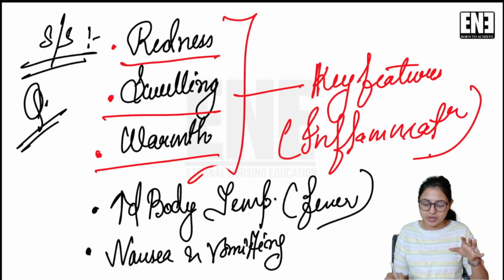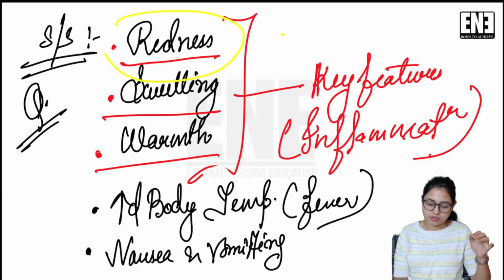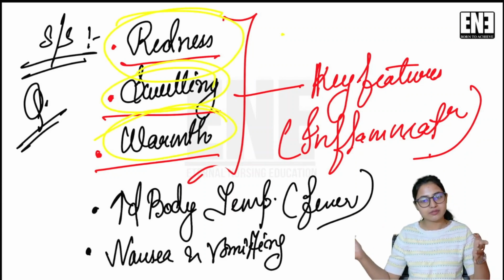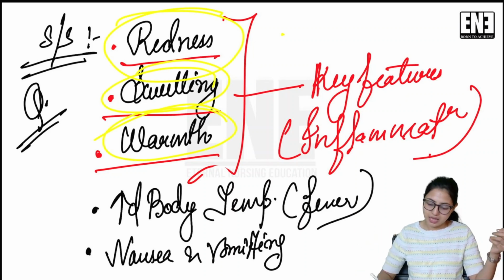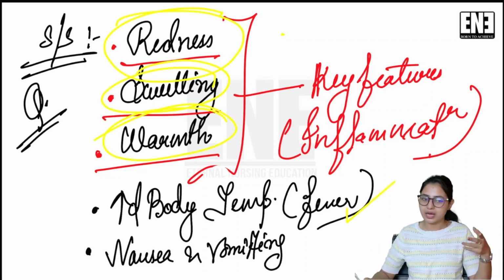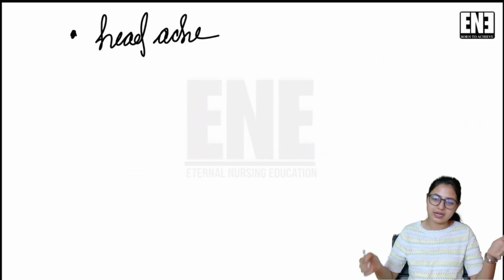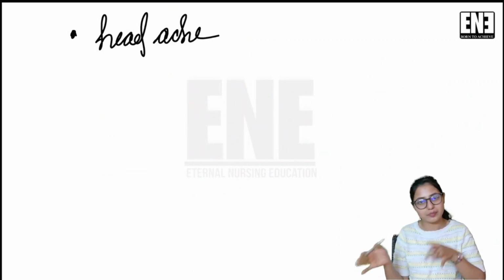Basically, the question comes from these three: what are the key features of inflammation? The first ones are redness, swelling and warmth. These are the three clinical or key features of any inflammation. If they ask for more, you can add fever. Nausea, vomiting, then headache, these are other factors that can come later.